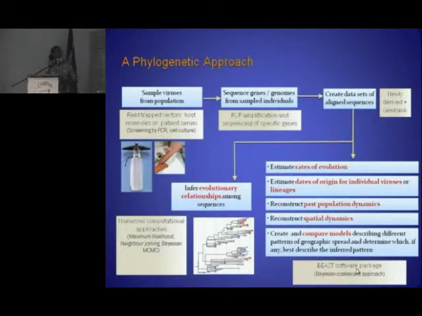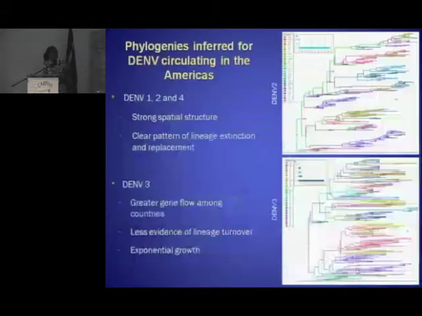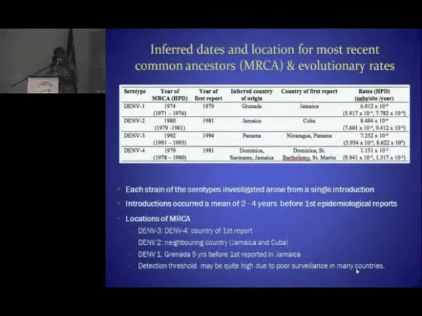You can reconstruct past population dynamics, you can reconstruct spatial dynamics, and you can create and compare models describing different patterns of geographic spread to determine which one best describes the patterns that you see. I'll skip past this. What I want to look at here is some of the work we've done with dengue 1 to 4 in the Americas, and you'll see that it's possible to recover information that is not available epidemiologically.